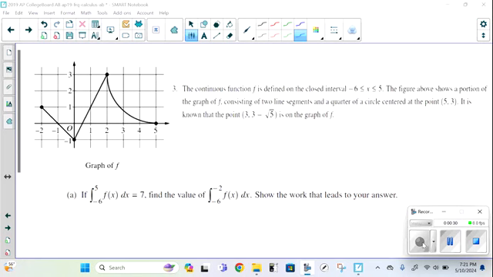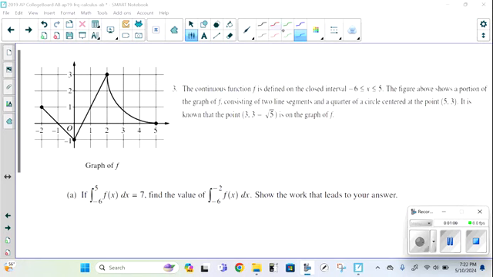Number 3. Oh, I love me graphs and charts and tables. Oh my. We have a graph here. Number 3 reads, the continuous function f is defined on the closed interval from -6 to 5 inclusive. The figure above shows a portion of the graph of f consisting of 2 line segments and a quarter of a circle centered at the point (5, 3). It is known that the point (3, 3 minus radical 5) is on the graph of f.